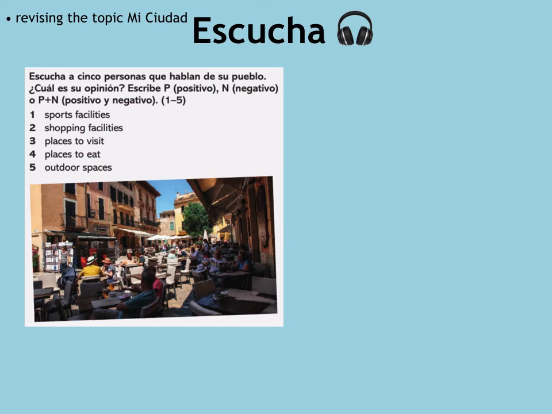Right, so it says you've got to listen to 5 people who are talking about their town. Okay, pueblo is another word for town. ¿Cuál es su opinión? What's their opinion? Escribe, write P if what they say is positive, so if they like it or if they say something good about it. Write N if what they say is negative, so, you know, they don't like it or it's ugly or something like that. And you write P and N if they say a bit of both.